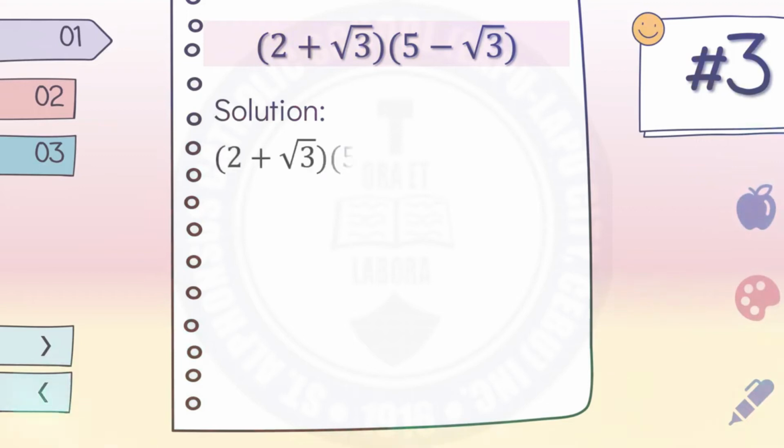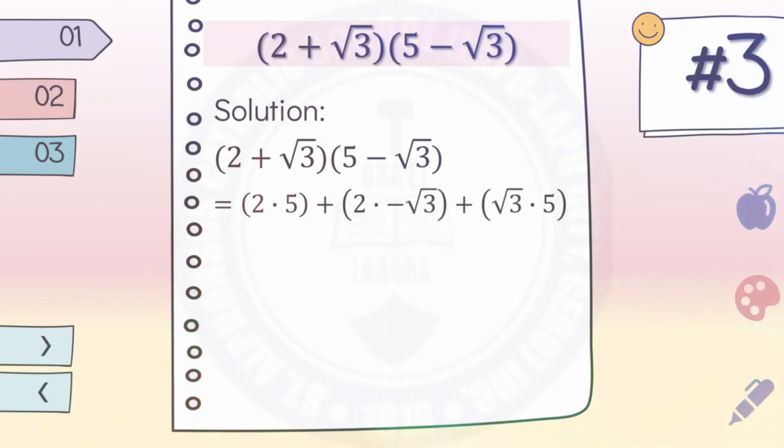So for our solution, applying the FOIL, our first terms are 2 and 5, so you will have the quantity 2 times 5. For the outer terms, you have 2 and negative square root of 3, so you will have the quantity 2 times negative square root of 3. For the inner terms, you have square root of 3 times 5. And for our last terms, you have square root of 3 times a negative square root of 3.